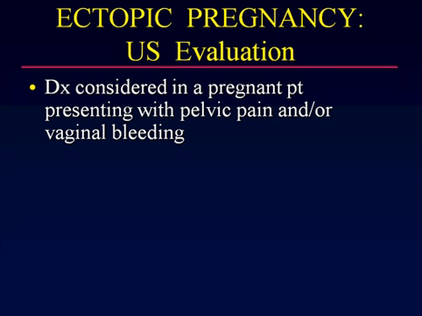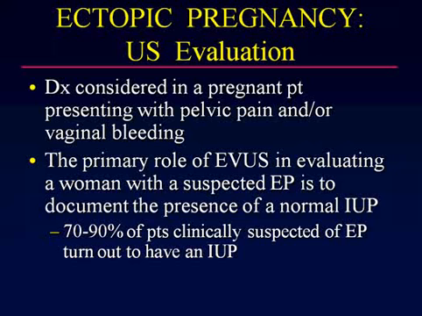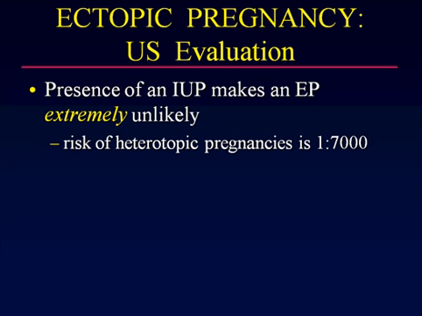Well, in a patient who presents with pelvic pain or vaginal bleeding who is pregnant, you must consider the diagnosis of ectopic pregnancy. But the fact of the matter is that when you do your ultrasound examination in these patients who have a clinically suspected ectopic pregnancy, most of the time what you end up doing is documenting the presence of a normal intrauterine pregnancy. It's estimated that about 70 to 90% of all patients with clinically suspected ectopic pregnancies in fact turn out to have an intrauterine pregnancy. So it's extremely important that you understand how to make the accurate diagnosis of an intrauterine pregnancy in the first trimester.